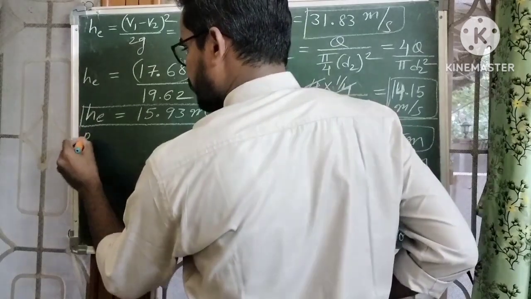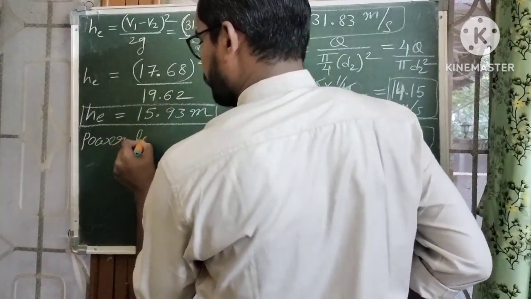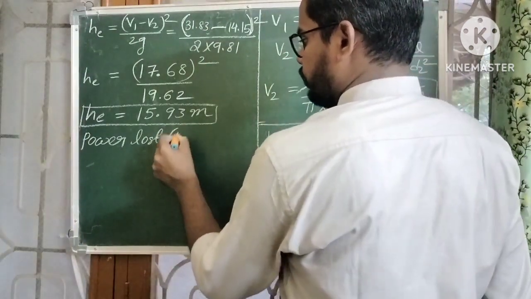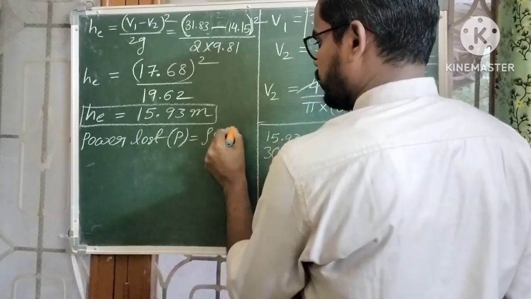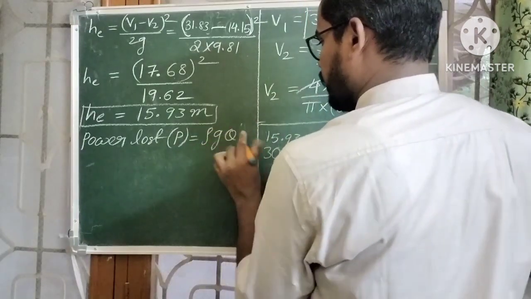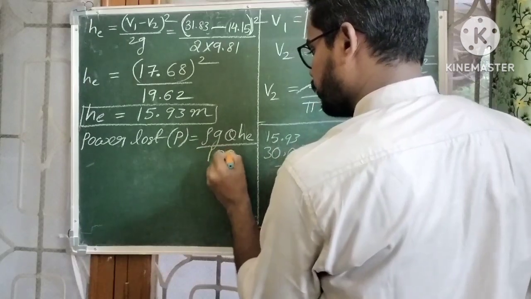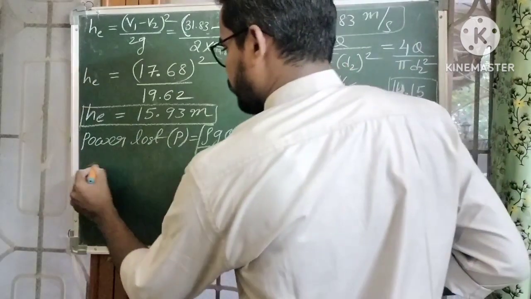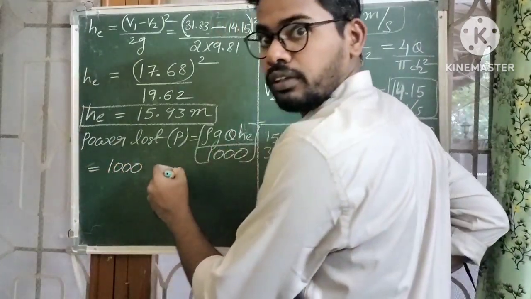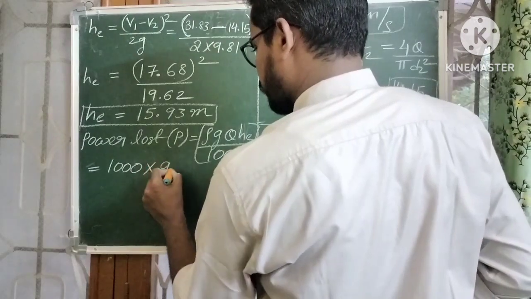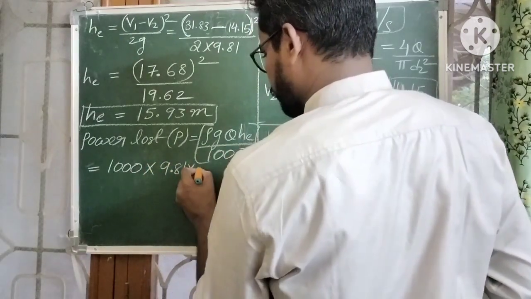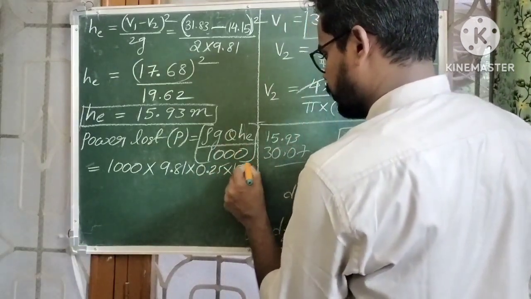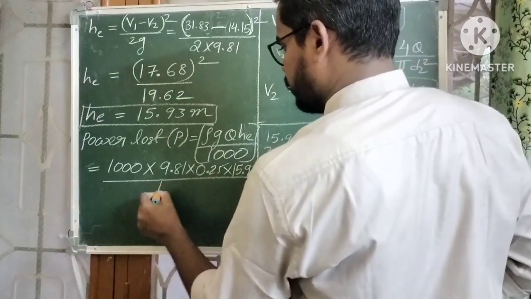And what about the second question? He asked to find power loss. Okay. So power loss P is equal to the formula rho g Q HE by 1000. So this is power loss due to sudden enlargement. Rho, the density of water, is 1000, into acceleration due to gravity 9.81, into Q, discharge 0.25, and HE, head loss due to sudden enlargement, 15.93, divided by 1000.